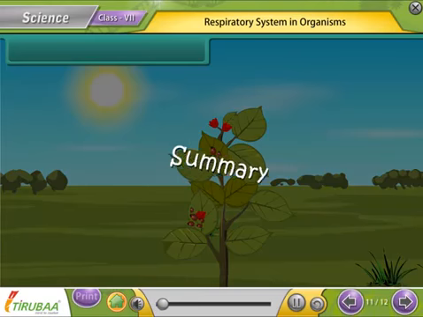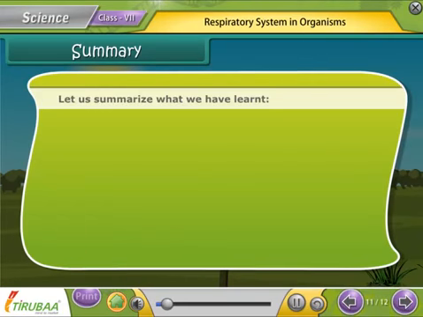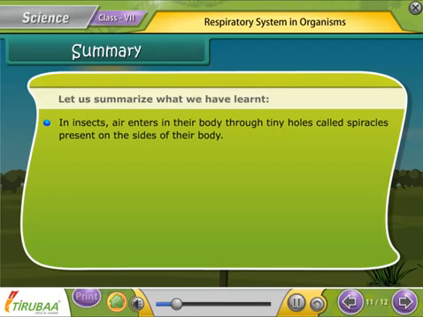Summary. Let us summarize what we have learned. In insects, air enters in their body through tiny holes called spiracles present on the sides of their body. Earthworm exchanges gas through its skin.